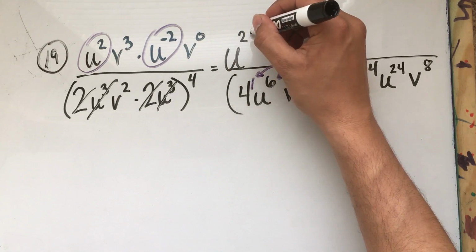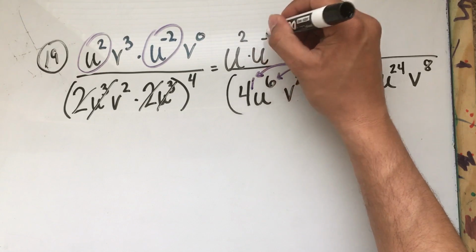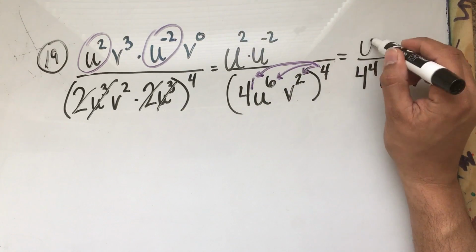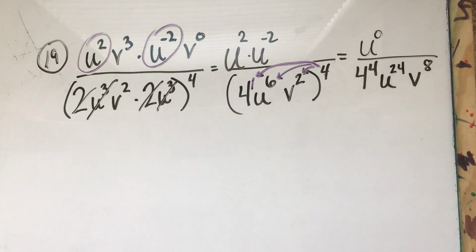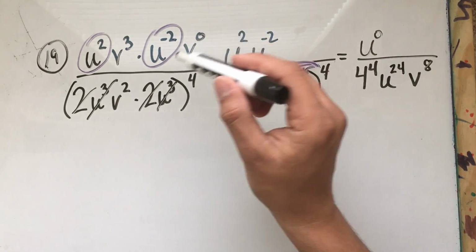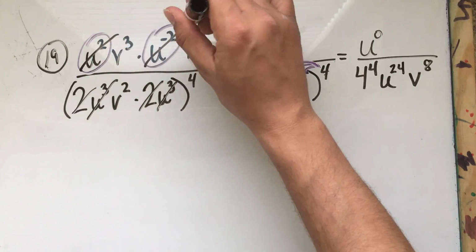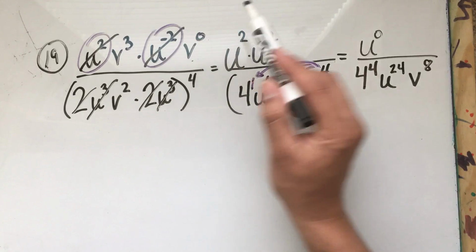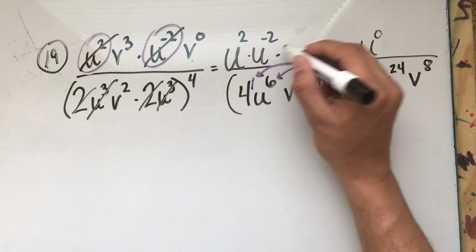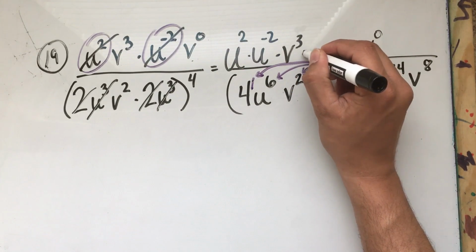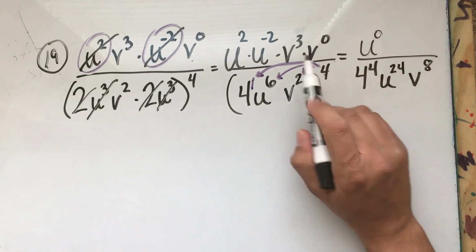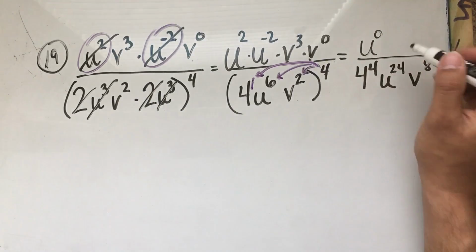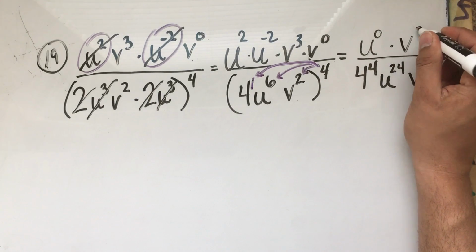U squared and u to the negative 2. If you're going to add a 2 and a negative 2, that's going to become u to the 0. Okay? So that takes care of the u's there. Now let's go ahead and look at the v's. V to the third times v to the 0. So let's go ahead and write that over here. V to the third times v to the 0. Same base, so add the powers. 3 plus 0 is still 3.